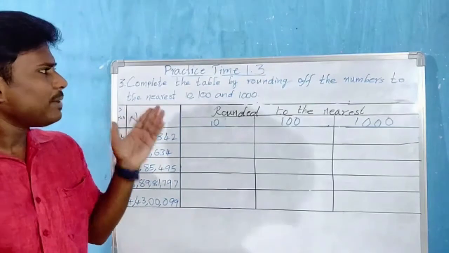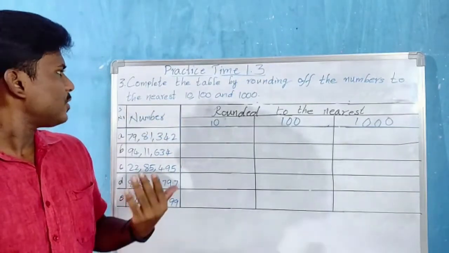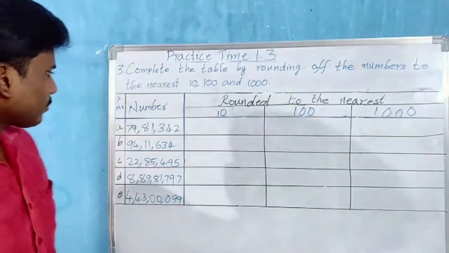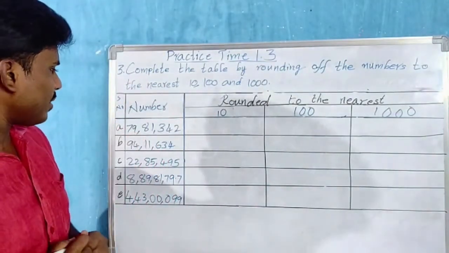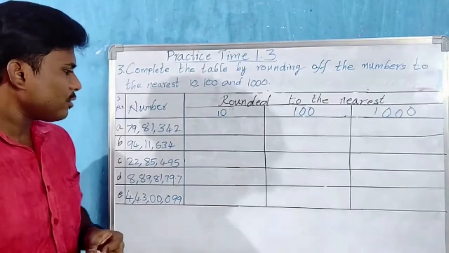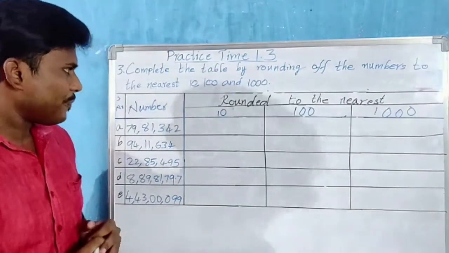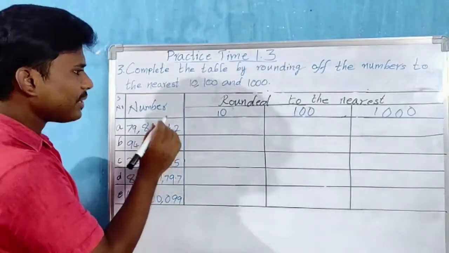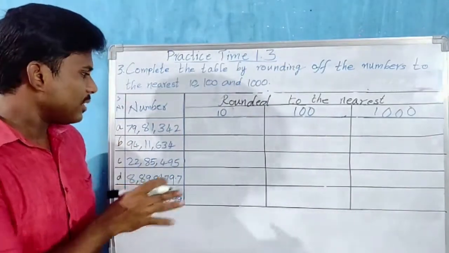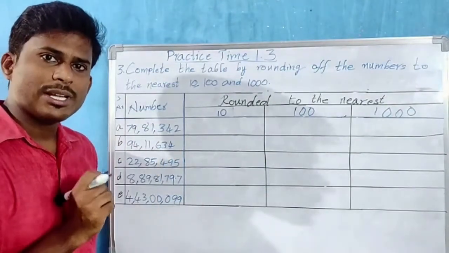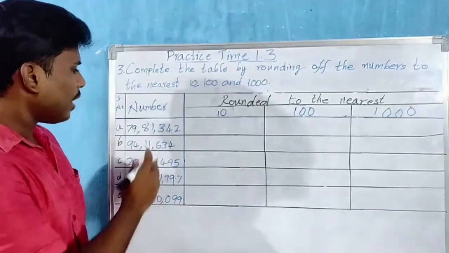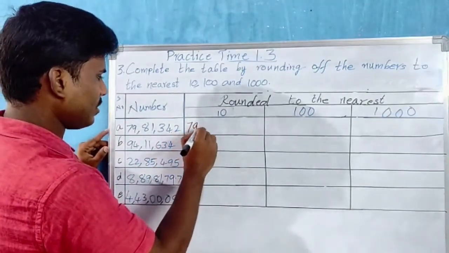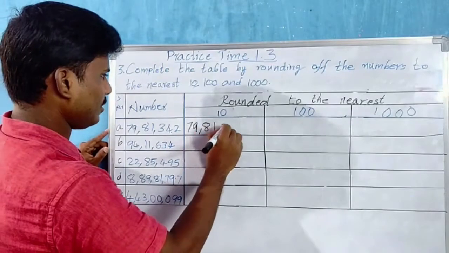Third question. Complete the table by rounding off the numbers to the nearest tens, hundreds and thousands. Let us go for the first number, 79,81,342. We have to round off to the nearest 10. Tens means what is our rounding digit? It is the tens place, 4. So we write the digits on the left side as it is.